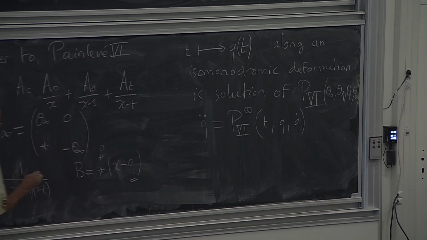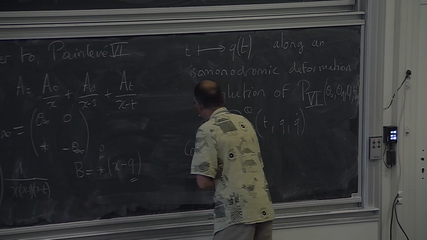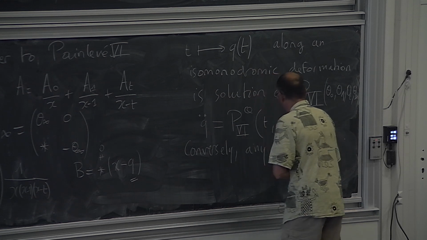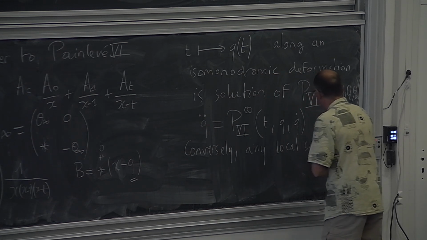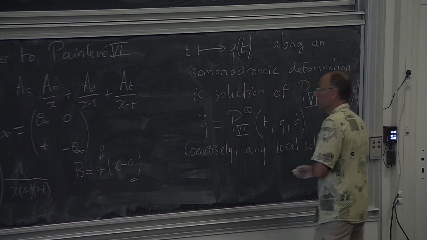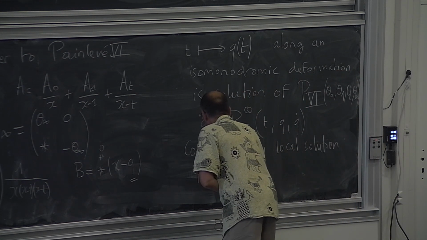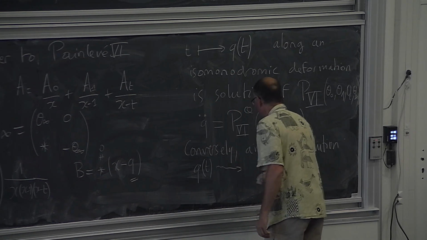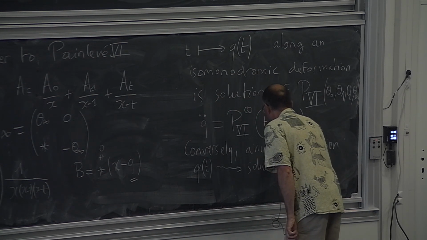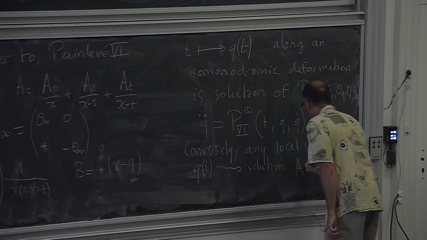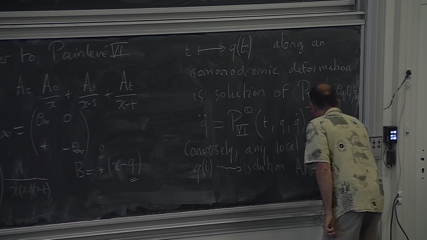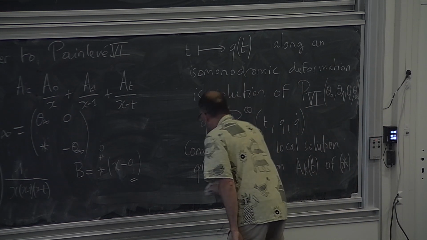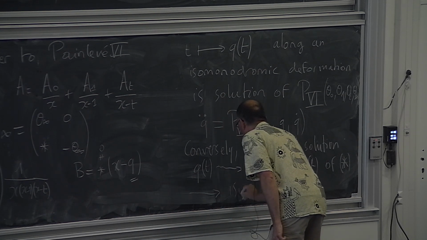Q, the second derivative, will be equal to P6 theta of t, Q, and Q dot. And conversely, any local solution Q of t of the Painlevé VI equation gives you a solution A_k of t of the Schlesinger equation and gives you an isomonodromic deformation.